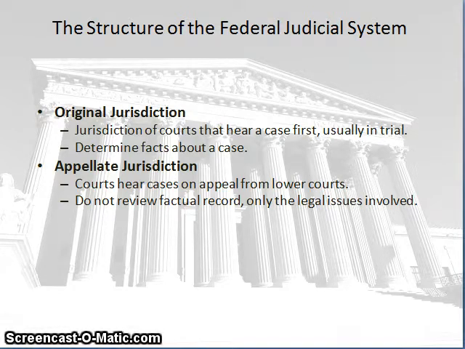Then you have what's called appellate jurisdiction, and this means that cases are brought to these courts only on appeal from the lower courts. These courts, the Court of Appeals, never actually review the factual record. They're just looking at the legal issues involved to see if they should either uphold the lower court's decision, remand the case back down to a different lower court, or send it on up to the Supreme Court.